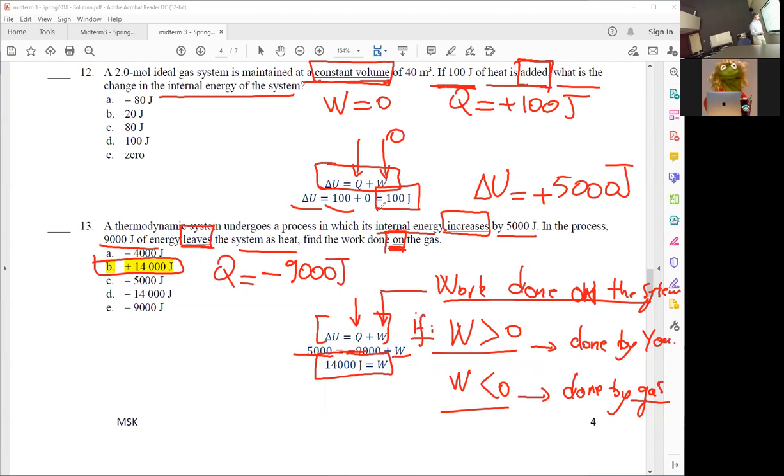Now, isobaric isn't constant pressure? Yes, isobaric means constant pressure, but here it's isochoric. It's isochoric we're dealing with.